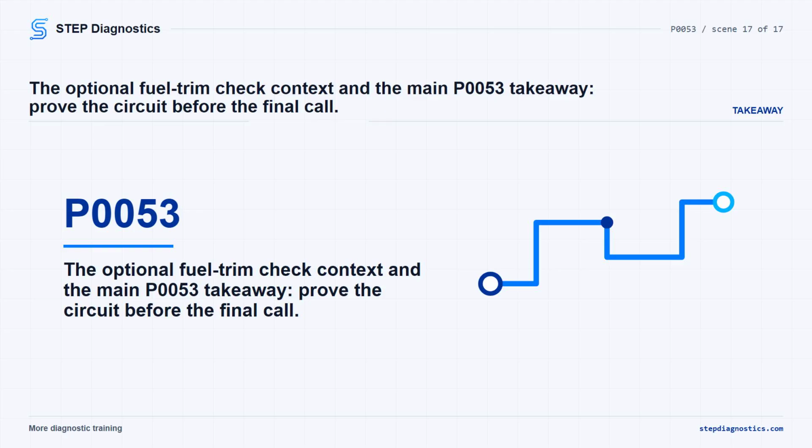Takeaway: P0053 is an electrical diagnosis, so prove power, opens, shorts, heater resistance, and connector integrity before making the final call.